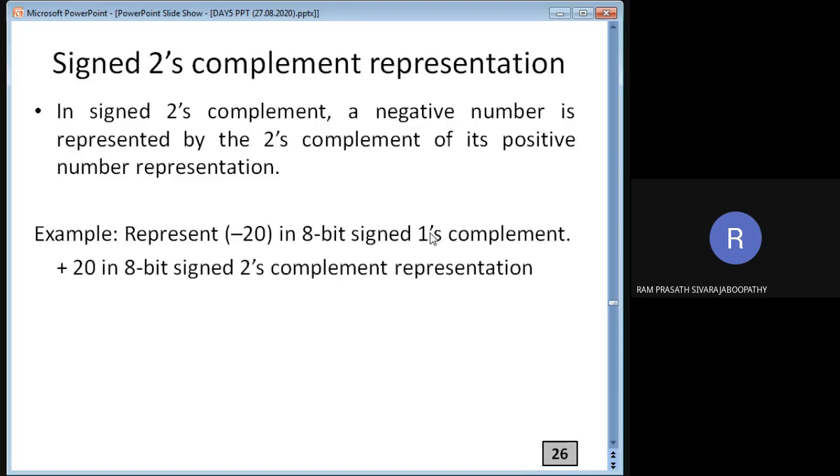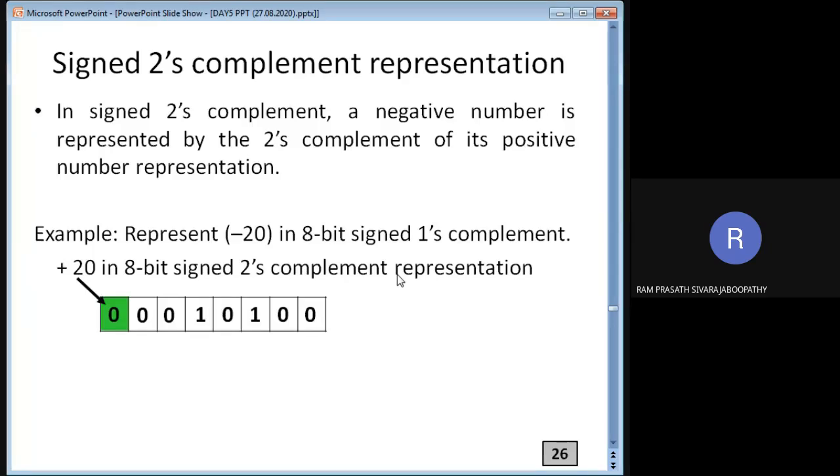So we are asked to represent it in signed twos complement. For positive 20, we write 0 for the sign and fill the remaining bits, and we will be getting the positive value as we found earlier. Now to find the negative equivalent, we have to perform twos complement. Can you type in the chat box what is the twos complement value of this number?